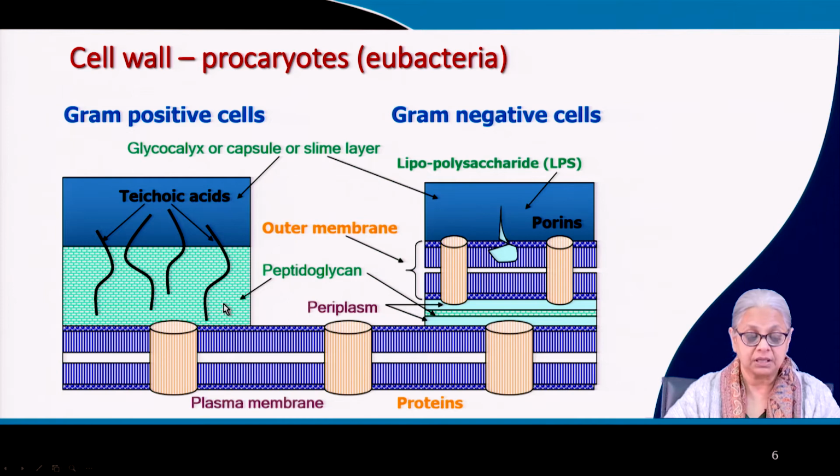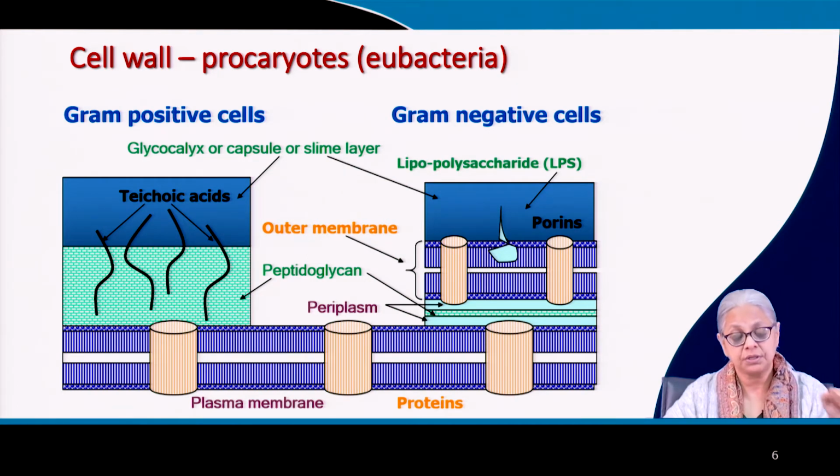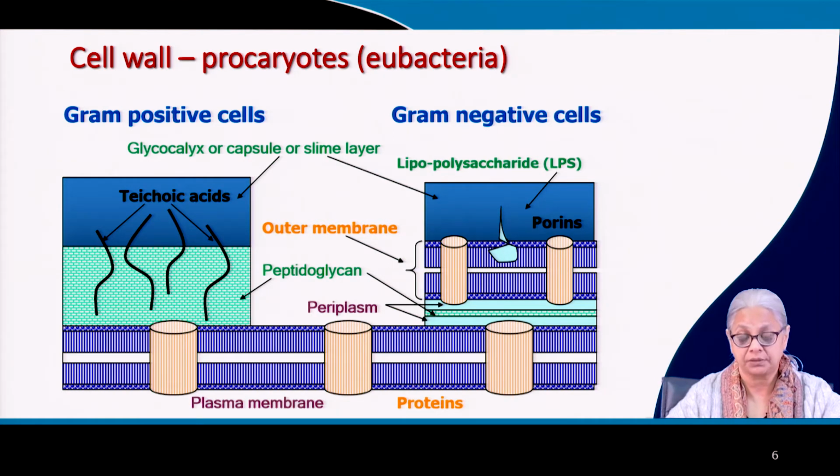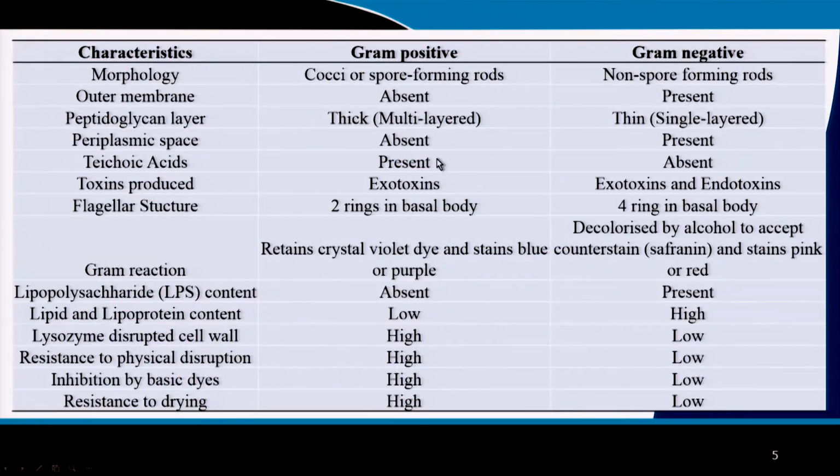In gram-positive cells, after the thick peptidoglycan layer, you also have what are called teichoic acids. These teichoic acids further have a glycocalyx or capsule or slime layer, and this slime layer allows these bacteria to stick to surfaces. So these are some of the things that are common to prokaryotes, the eubacteria. The only thing common between bacteria and archaeobacteria is the plasma membrane. The rest of it is all different. So these teichoic acids are present in gram-positive but not in gram-negative.